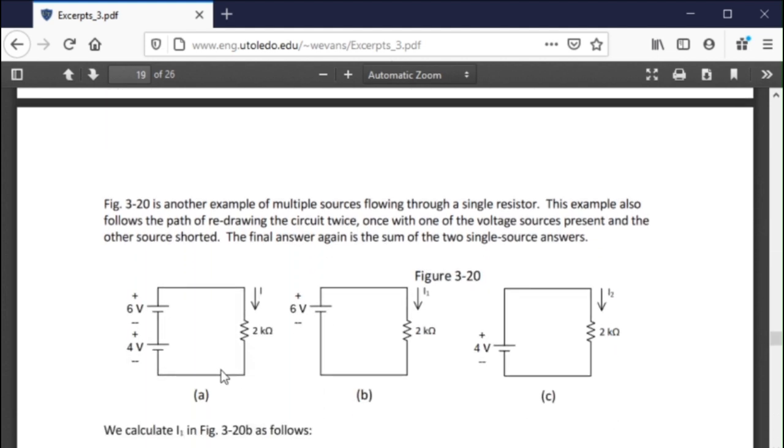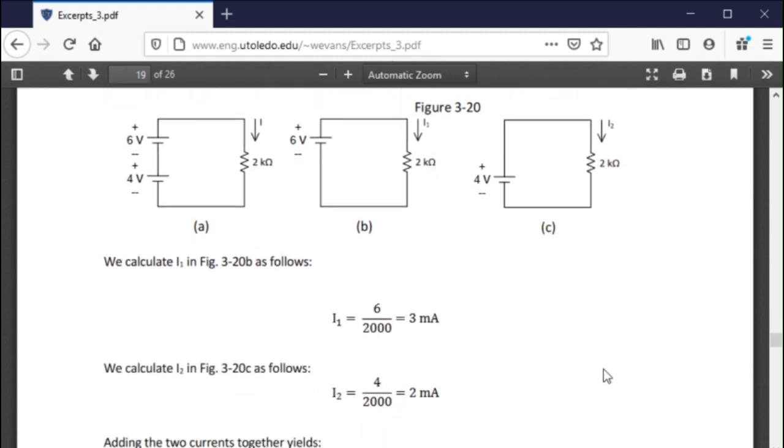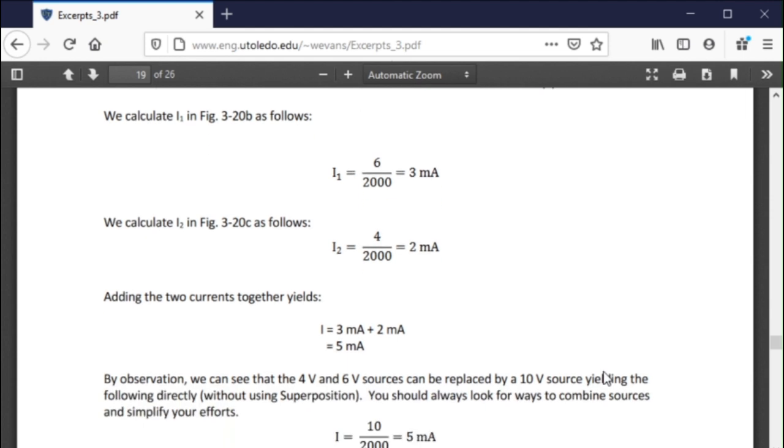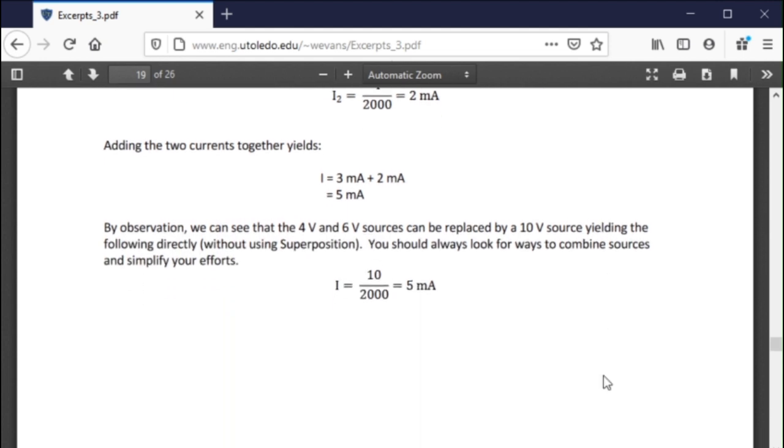Here's another one. So I stack two supplies together, and of course these add up to 10. But if you didn't know that, and if there was some confusion, you could say, well, I could find the current through this 2K resistor by saying, okay, I solve it for the 6, and then I solve it for the 4, and they add the 2 together, and that gives you your final answer, which is exactly the same thing as saying combine the 2 into a 10, and then you're all set. Either way works.